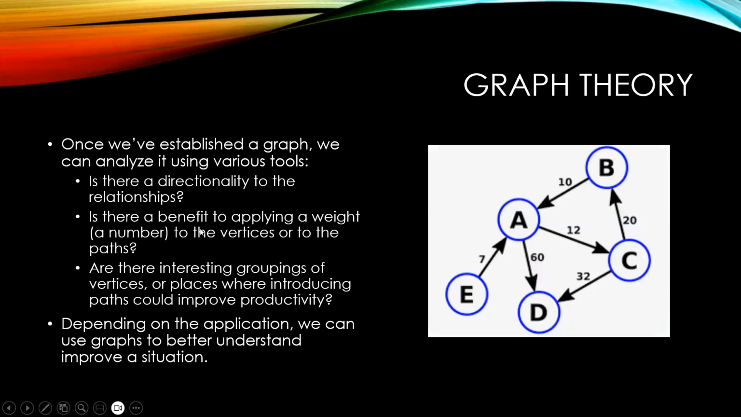And so is there a directionality to the relationship? There might be, there might not be. Is there a benefit to applying a weight, a number, to the vertices or to the paths? For instance, if you're dealing with money and who owes who money, you can apply a weight to those branches. Are there interesting groupings of vertices or places where introducing paths could improve productivity?